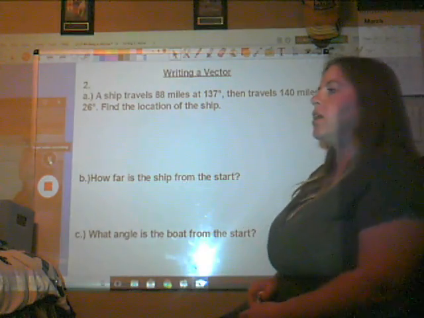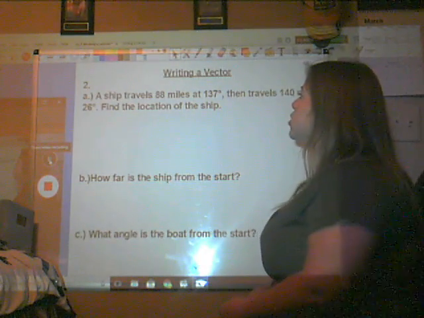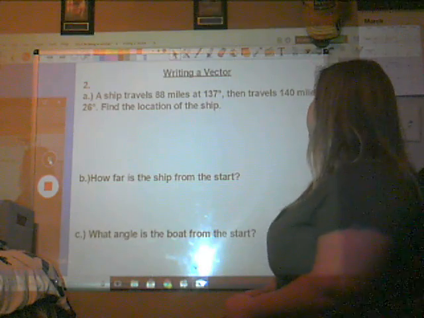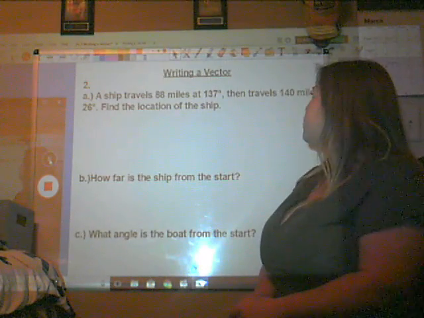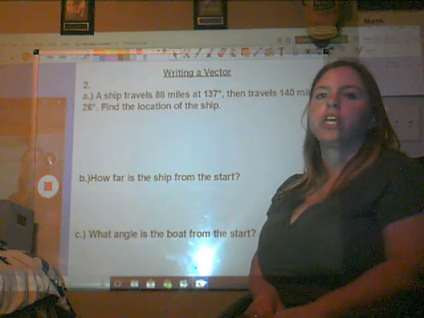Okay, on this next part, we're actually going to show how this is actually used. So it says a ship travels 88 miles at 137 degrees, then travels 140 miles at 26 degrees. Find the location of the ship.